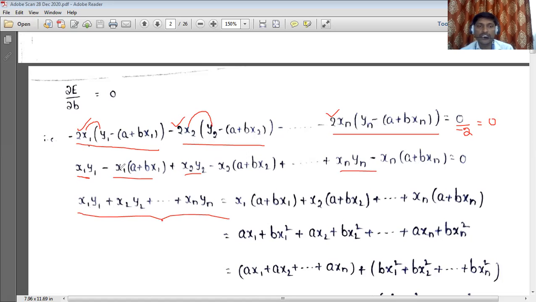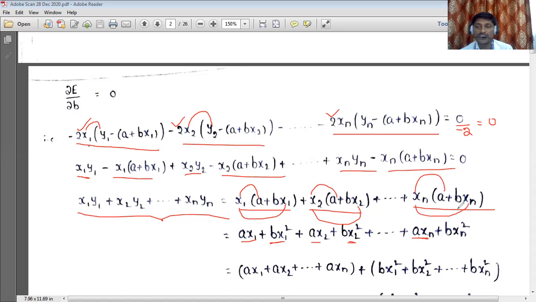So here it is x1 into (a plus bx1) plus x2 into (a plus bx2), and next xn into (a plus bxn). Now you can multiply each and every term. x1 into a is nothing but ax1, and x1 into x1 is x1 square, so for that bx1 square. Next, x2 into a is ax2, b as it is, and x2 into x2 is x2 square. Coming to this, a into xn is axn, and xn into xn is xn square, so b as it is with xn square.